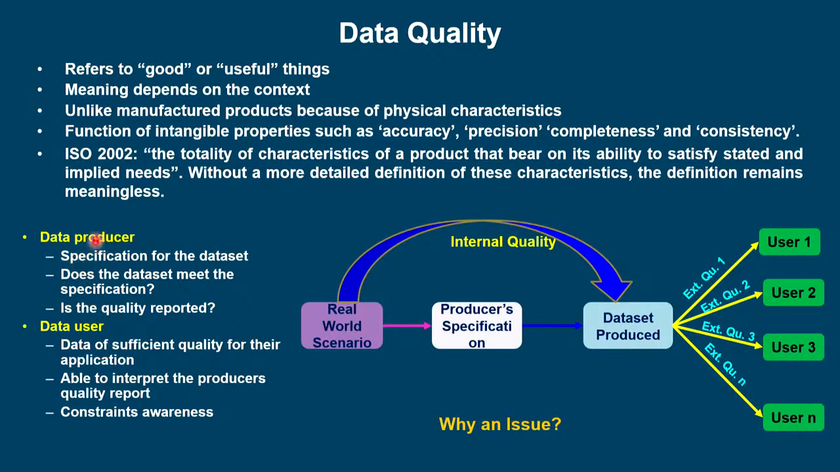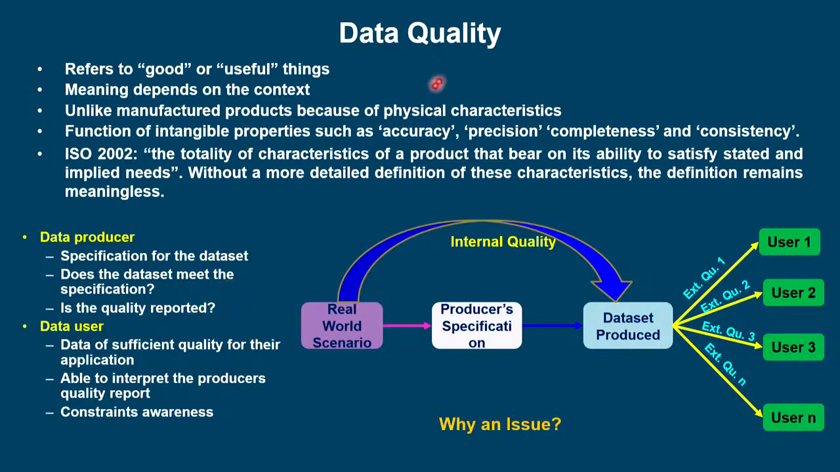For example, if you are producing the data set, then you have to check with the specification for the data set. Before generating the data set, you first look into its specifications, and once it is prepared, you have to check again whether the data set meets the specifications or not. Once that is done, you have to check whether the quality is reported or not.